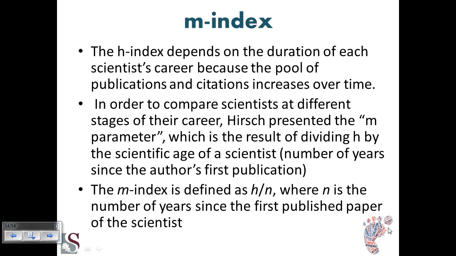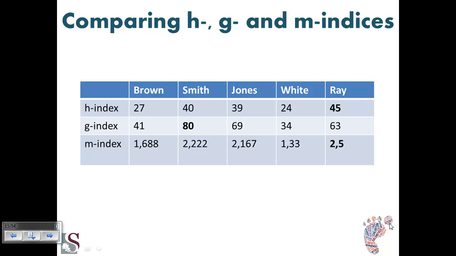The M index is therefore defined as H divided by N, where N is the number of years since the first published paper of the scientist. So that's how that will work. And then if we continue, we just look at a quick comparison between the three of them. It is sometimes advisable to use all three indicators when you evaluate a researcher for appointments, promotions, or for working together.